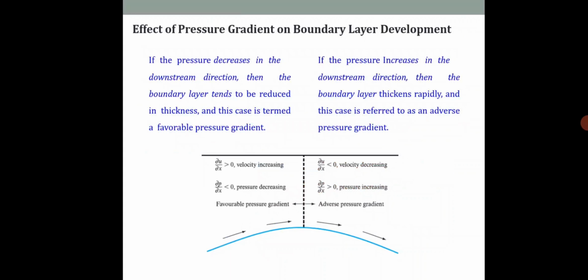What is the effect of the pressure gradient? If the pressure decreases in the downstream direction, then the boundary layer tends to be reduced in thickness, and in this case we get a favorable pressure gradient. What happens if the pressure increases in the downstream direction? The boundary layer will thicken rapidly, and this case is referred to as an adverse pressure gradient.